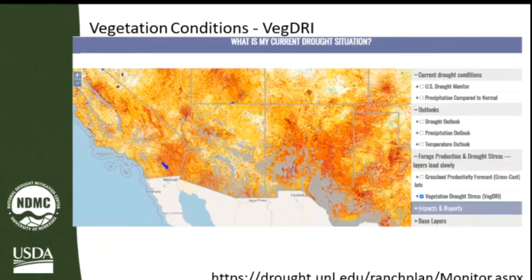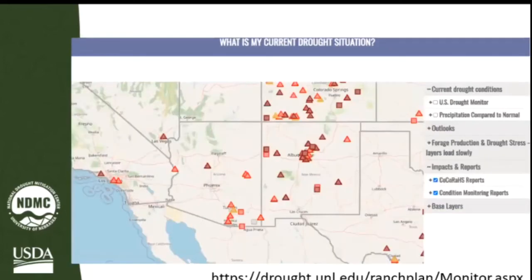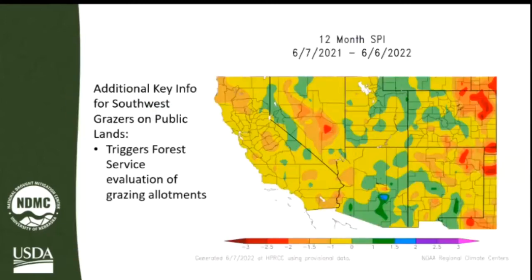Another thing that might trigger it, I also pulled up VegDRI. There might be a certain date where I just want to look at my range condition, and that's going to trigger my decision. I'm going to actually come back to that one. Here in the Southwest on public lands and national forests, the SPI is a trigger for evaluating grazing allotments. So that 12-month SPI might be one of the most important things that ranchers or decision makers want us to look at.